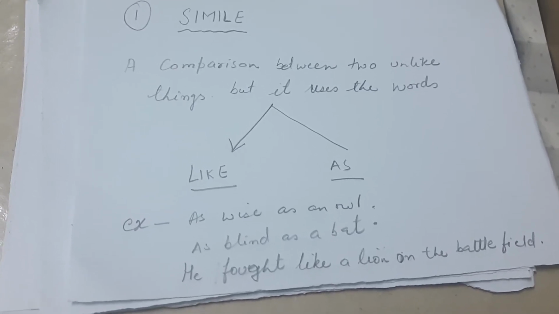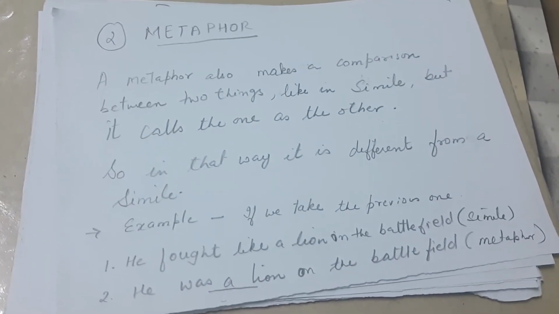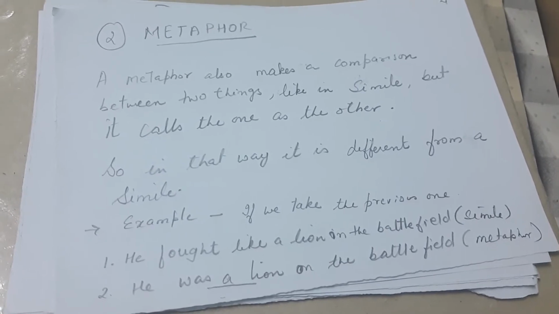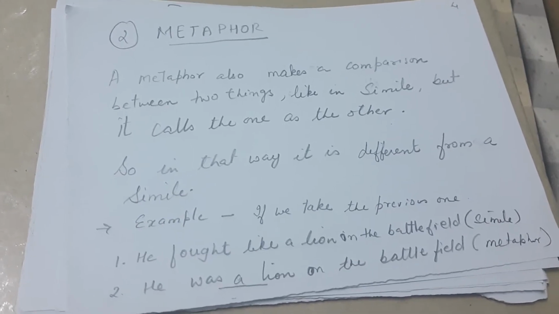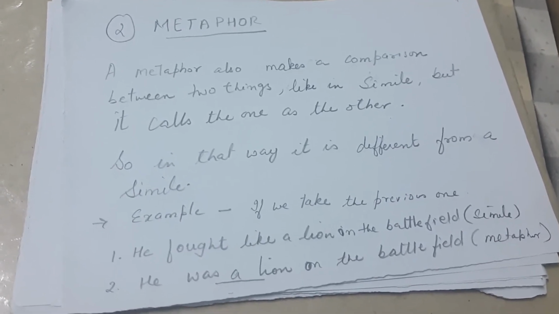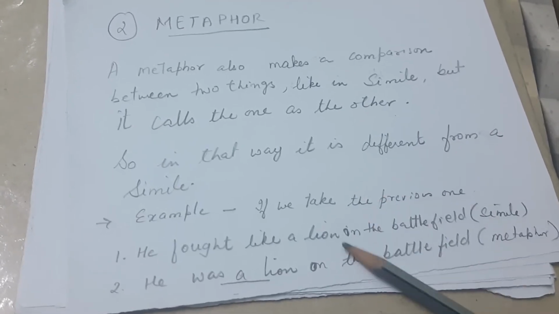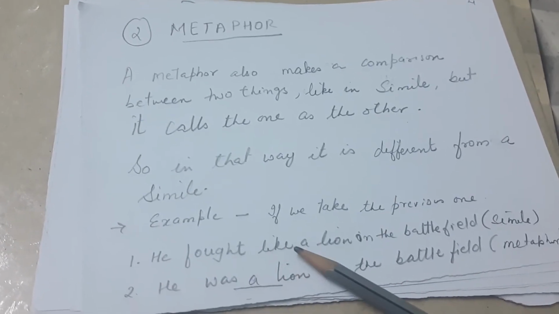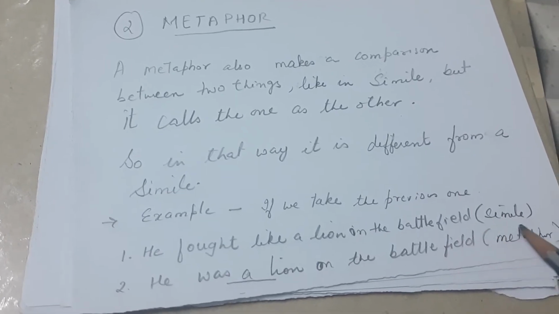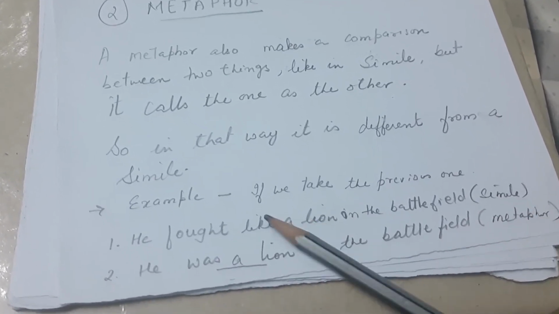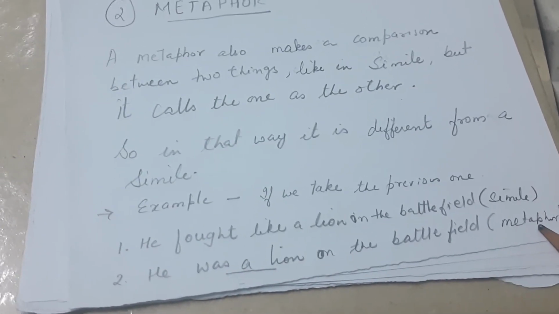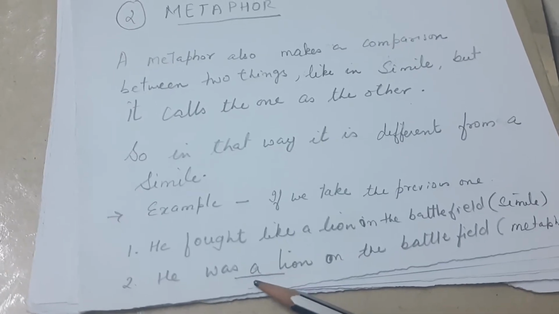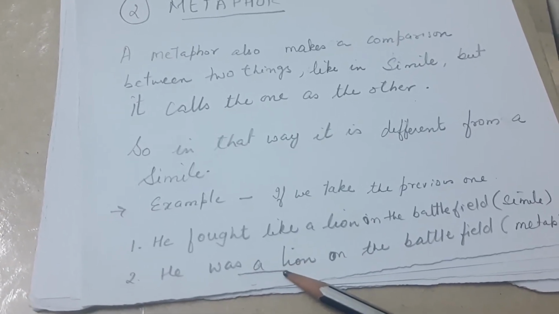He fought like a lion on the battlefield. The next one is metaphor. A metaphor also makes a comparison between two things, like in simile, but it calls the one as the other. So, in that way, it is different from a simile. If we take the same example, he fought like a lion on the battlefield becomes a simile because of the word like. And he was a lion on the battlefield is a metaphor because he was not like a lion but a lion on the battlefield.